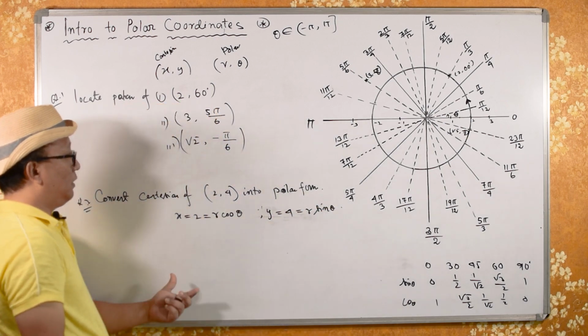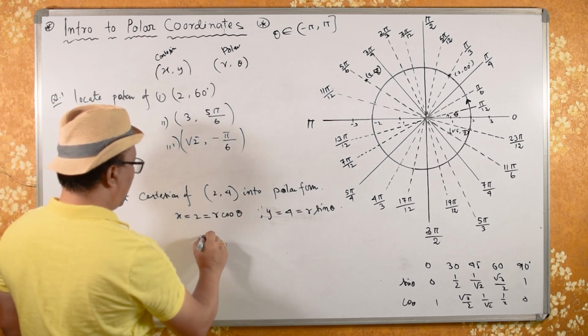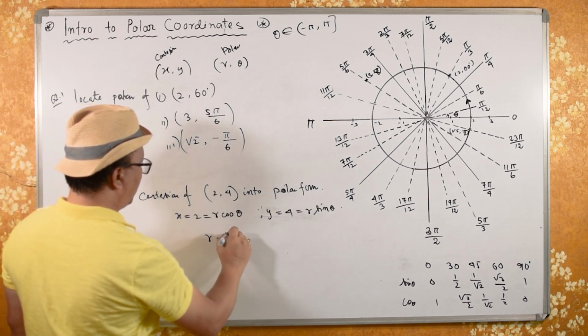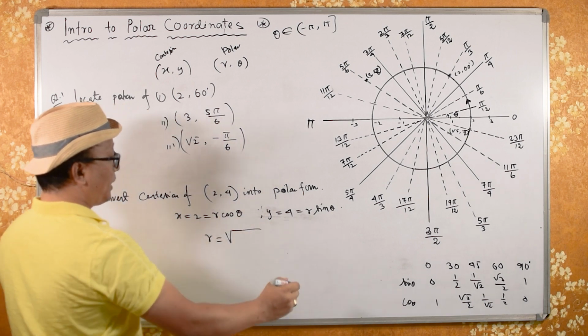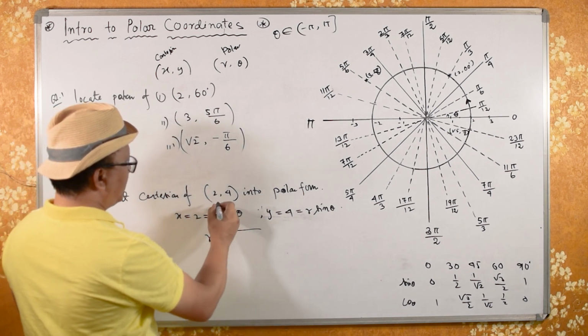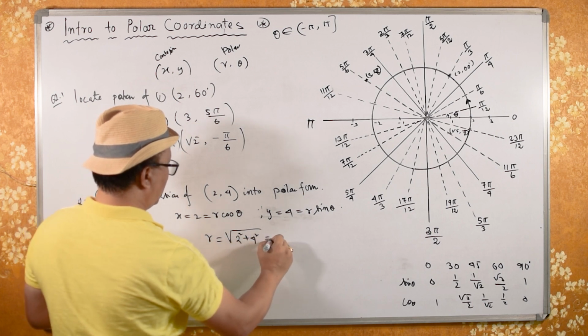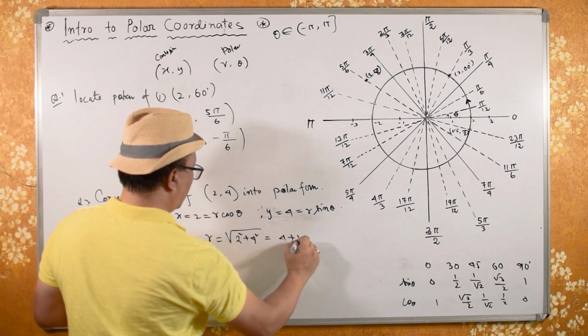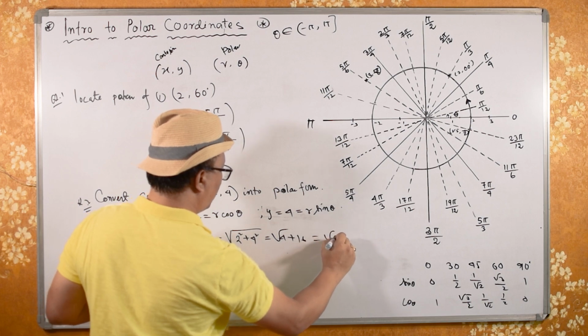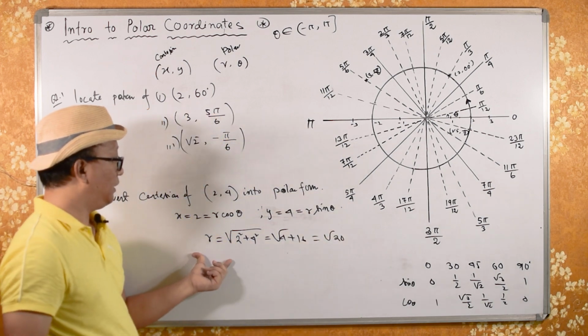Therefore, if you want to find r, remember r equals the square root of x square plus y square. X square is 2 square, plus y square is 4 square. 4 plus 16, square root of 20 is your r.